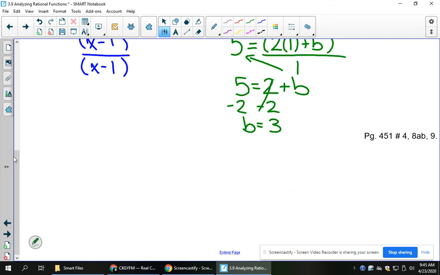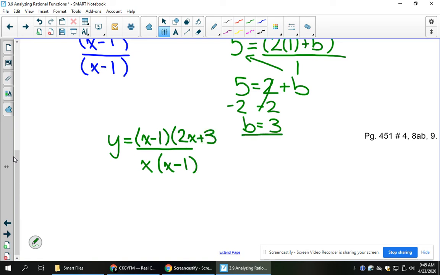So we can finally go ahead and write the entire equation for this one. Y equals, on the bottom we had a lone x to give us a vertical asymptote at x equals 0. We had the x minus 1 brackets on top and bottom that would cancel. And then we had this 2x plus 3 we figured out on the top that would give us a horizontal asymptote of 2, and also evaluate at the point of discontinuity to give us the y value of 5.